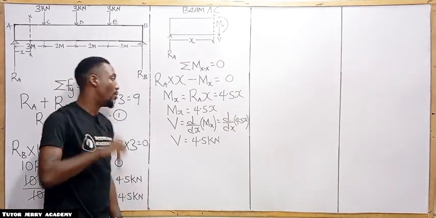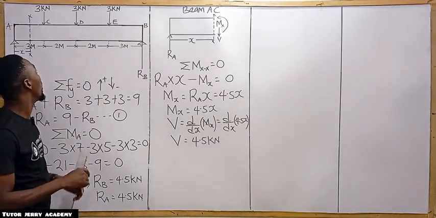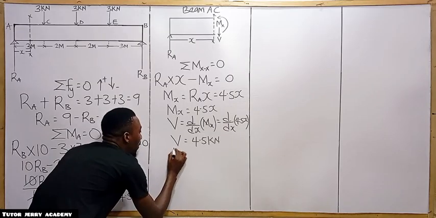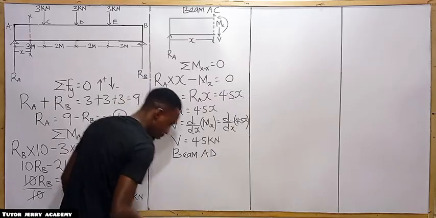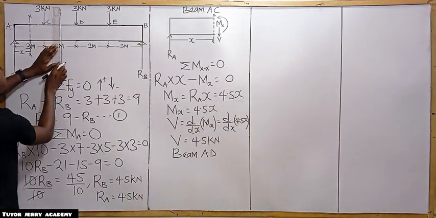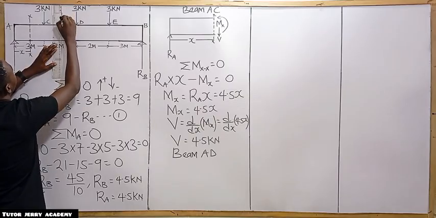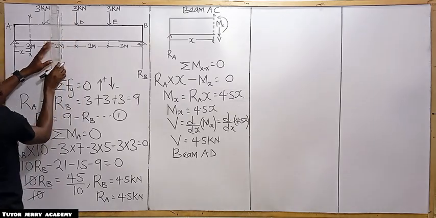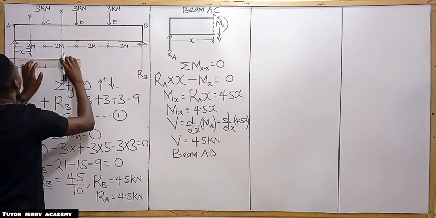All right, so now we are done with the first portion. Now let's go for the second portion. Again, we are going to consider beam AD. If we consider that, we are sectioning this part. All right, so this is S. So let's section it. Let's call it at a distance S1.